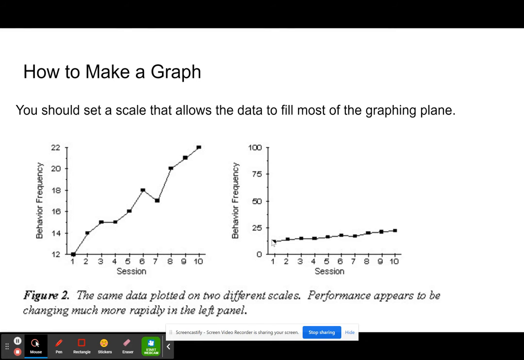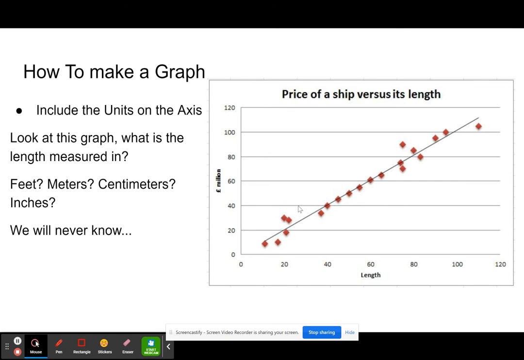You'll also want to pick a scale that allows you to use most of the graphing plane. This one here on the left uses the majority of the space that we've made with these axes so that it actually shows a trend line. Whereas over here, we have all of this empty space above the line, and it's not a good use of space.